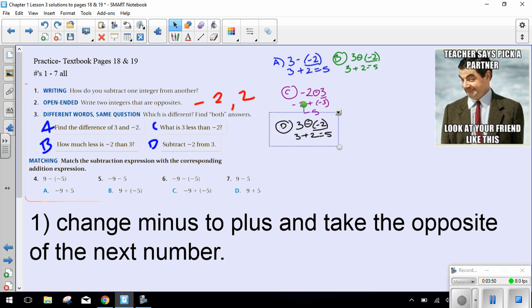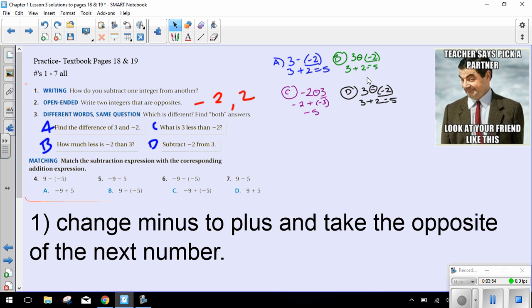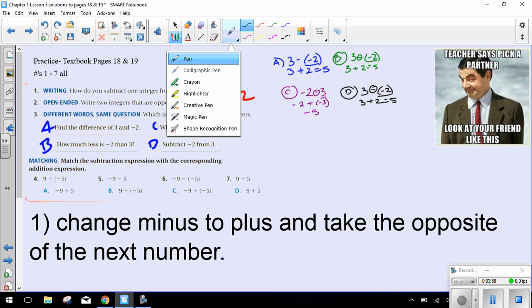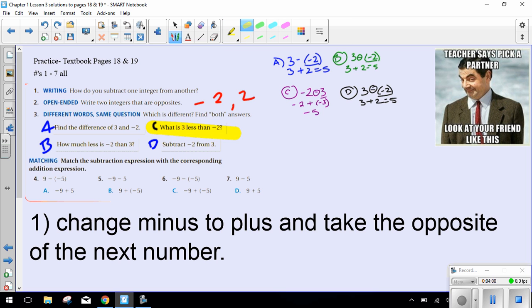So if you notice, all of the solutions are 5 except letter C, which is this phrase here: what is 3 less than -2? So that's the different one. The two solutions are 5 and -5. Okay, so that's all of number 3. That was a whole lot of fun there.